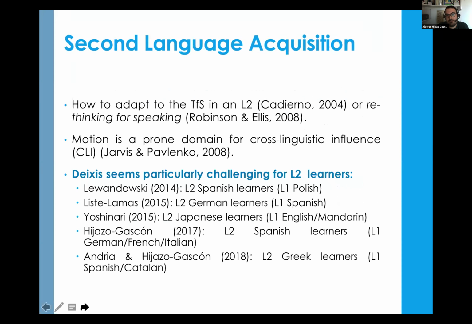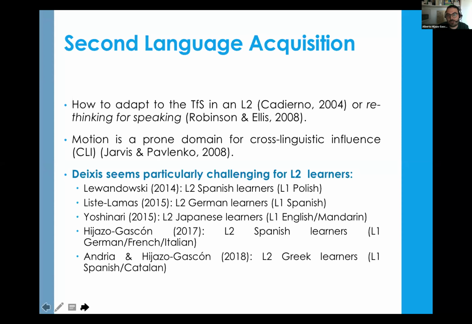In the case of second language acquisition, as we all know, it is very difficult to readapt thinking-for-speaking patterns, as we have been seeing in the workshop in the different talks. Motion is a domain prone to cross-linguistic influence, the influence of the first language on the second or in the other direction. And deixis seems to be particularly challenging. Following up on the question that Janine was posing before, deixis is definitely one of the areas where learners find it really challenging to readapt.